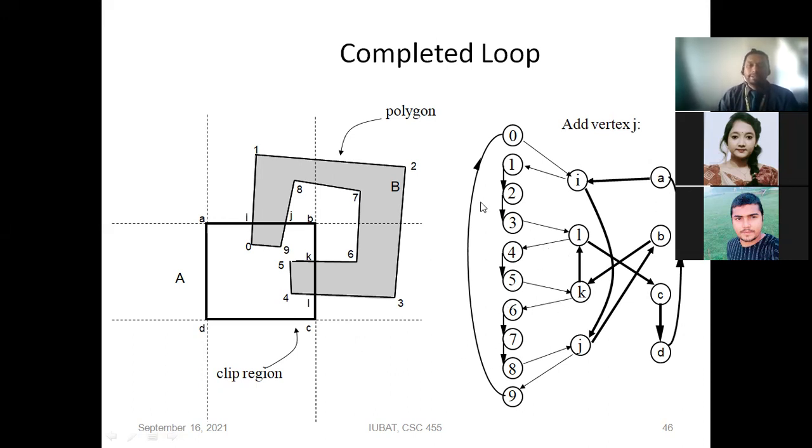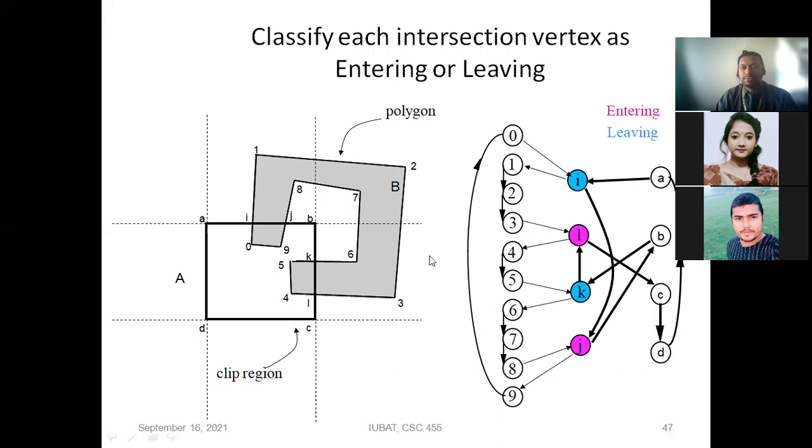Now the next stage of the algorithm is defining those intersection points. Already we have defined that I is a leaving vertex, K is a leaving vertex, and L is an entering vertex because it is entering, and J is an entering vertex. You can see this sky blue color is the leaving vertices, I and K, whereas L and J are the entering vertices with this magenta color.